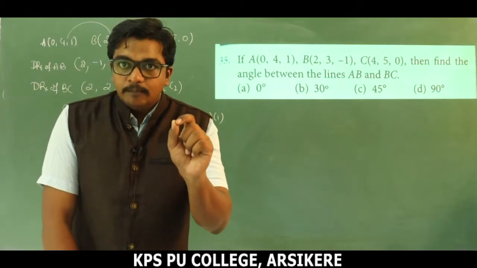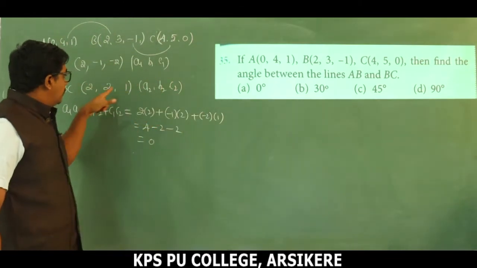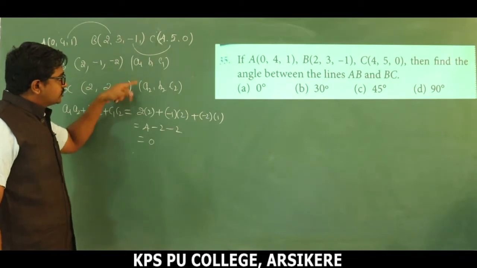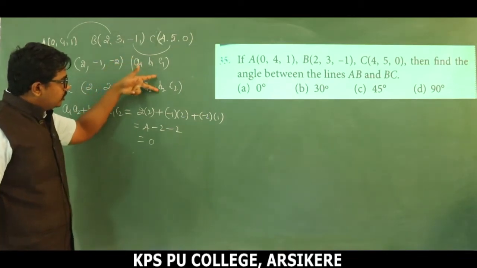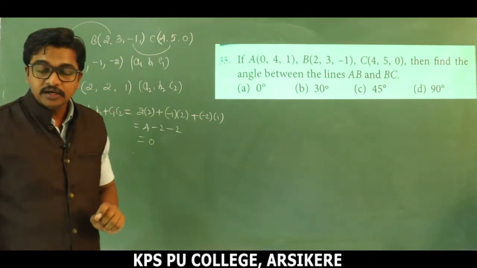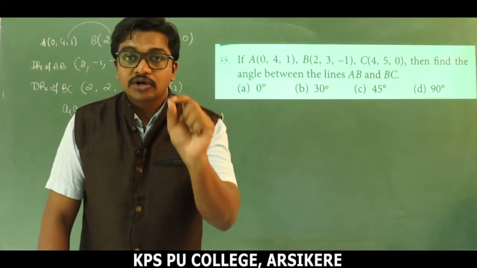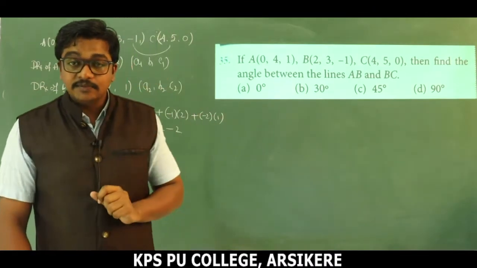It means the product A1 A2 plus B1 B2 plus C1 C2 is equal to 0, which means the lines are perpendicular to each other. We discussed this in the first class.